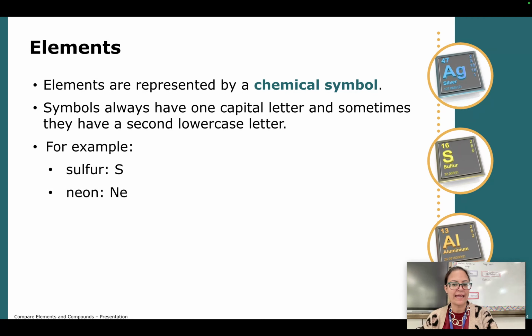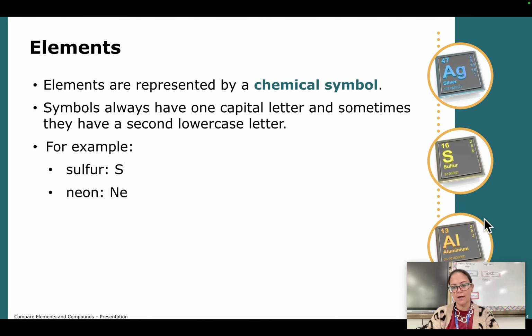Elements are represented by a chemical symbol, and symbols always have one capital letter. So every symbol will always have at least one capital letter, and sometimes they have a second lowercase letter. For example, sulfur's chemical symbol is a capital S. Neon's chemical symbol is a capital N and a lowercase e. This one right above me is a really good example.